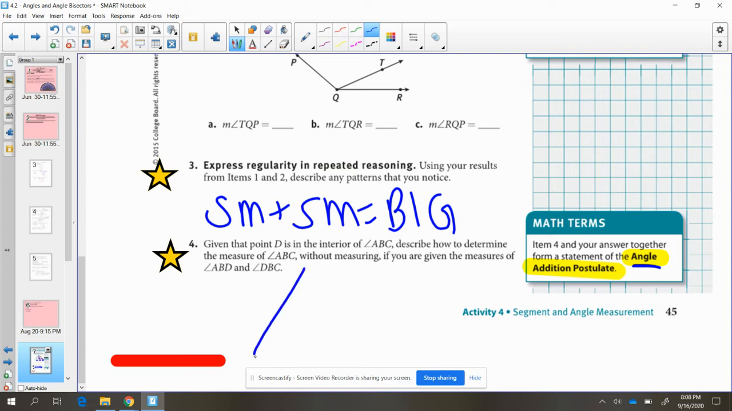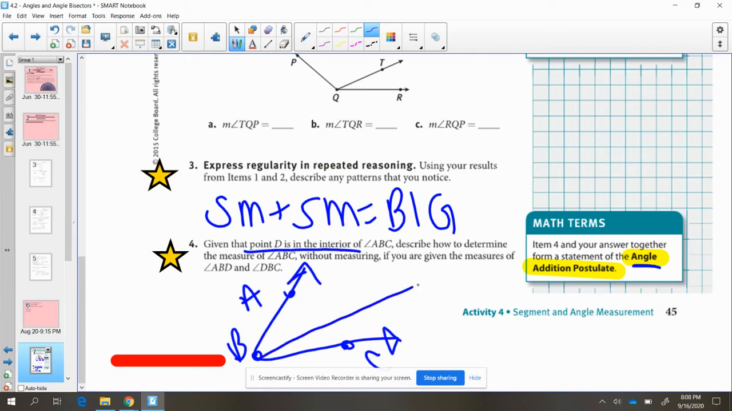Now, a lot of times what you're going to see is they're going to give you an angle like they do here, angle ABC, and then they're going to tell you that there is a point on the interior. That means we have a ray coming from our vertex to that point that is dividing this into two angles that make up our big angle. So small angle plus small angle equals that big angle.